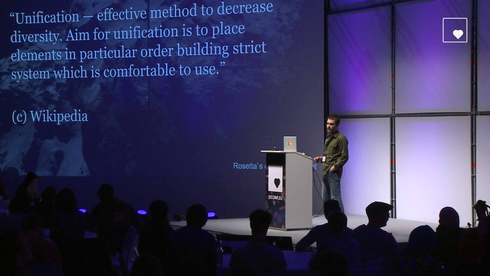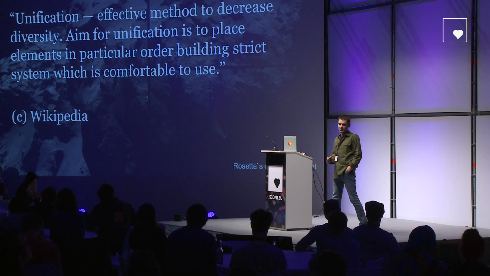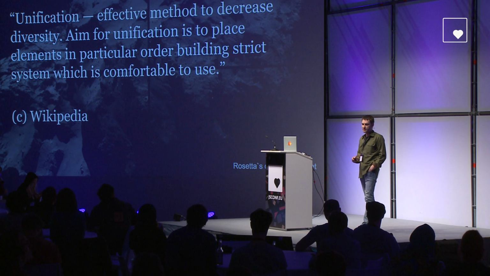According to Wikipedia, unification is an effective method to decrease diversity. The aim of unification is to place elements in a particular order and build a strict system which is comfortable to use. Decrease diversity, comfortable to use, strict system. Yes, there are sextillions of standardized units in this universe. They're very similar, a bit different, very individual, but still they tend to be standardized.